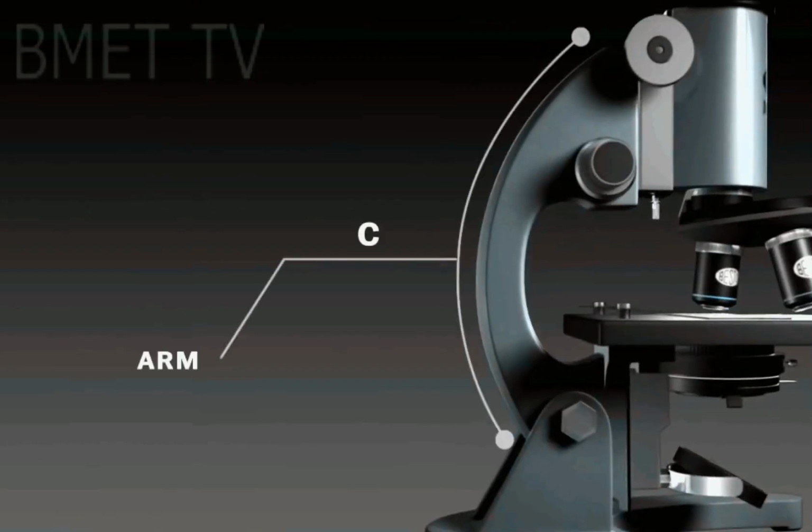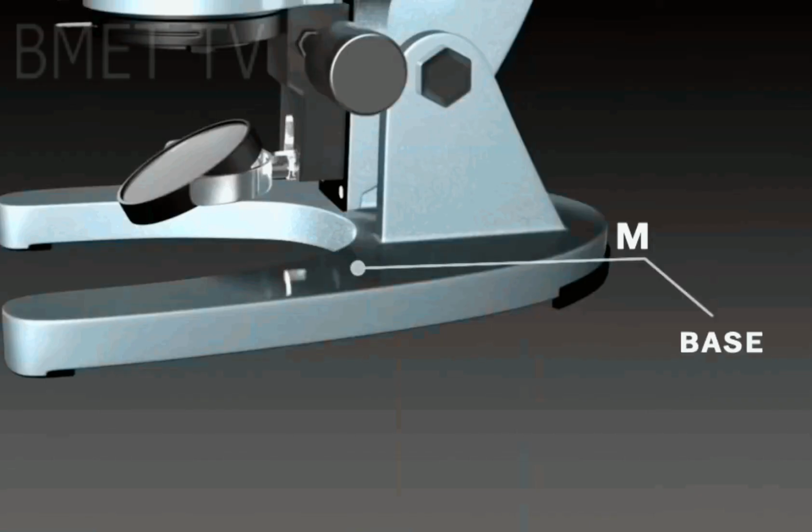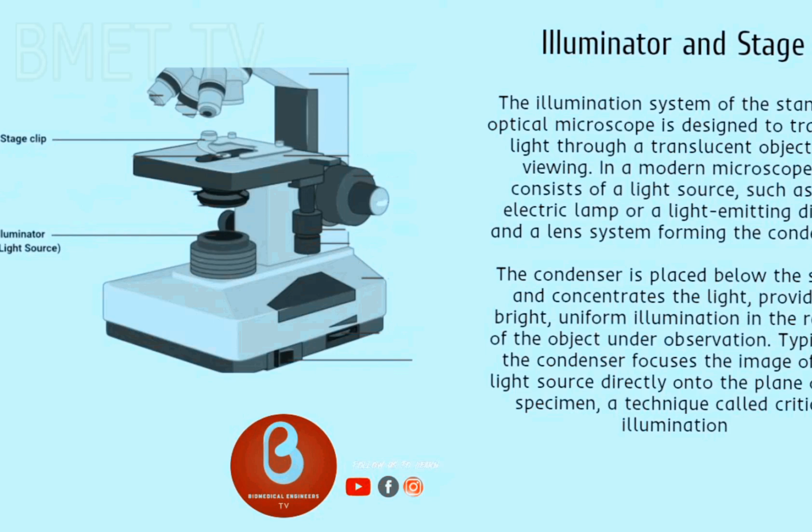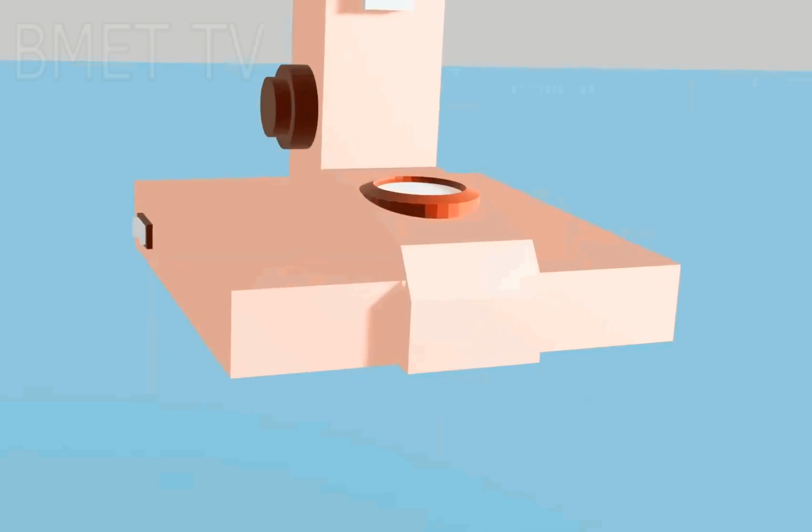The third components are the arm and the base. The arm connects the body tube to the base of the microscope. The base supports the microscope and its illuminator. The fourth component is the illuminator and the stage. The illuminator is the light source for a microscope. A compound light microscope mostly uses a low voltage bulb as an illuminator. The stage is the flat platform where the slide is placed.